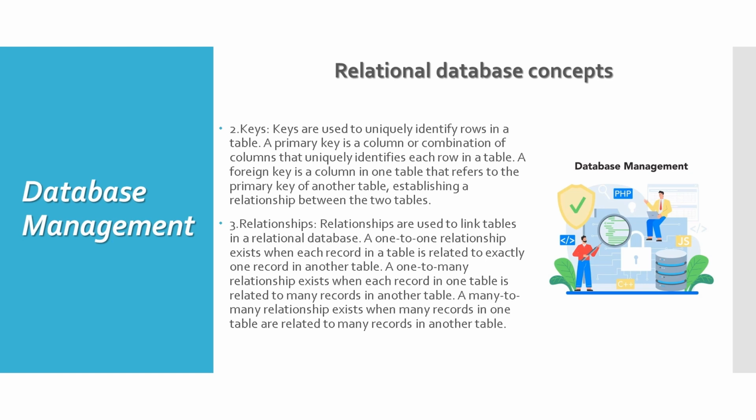3. Relationships. Relationships are used to link tables in a relational database. A one-to-one relationship exists when each record in a table is related to exactly one record in another table. A one-to-many relationship exists when each record in one table is related to many records in another table.